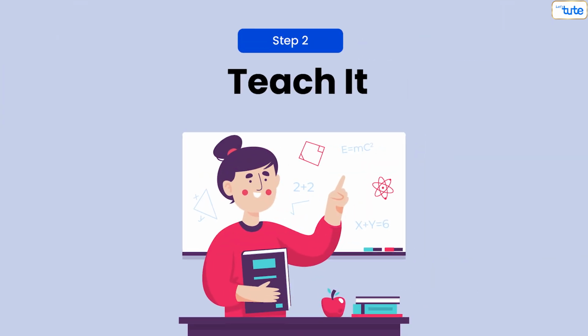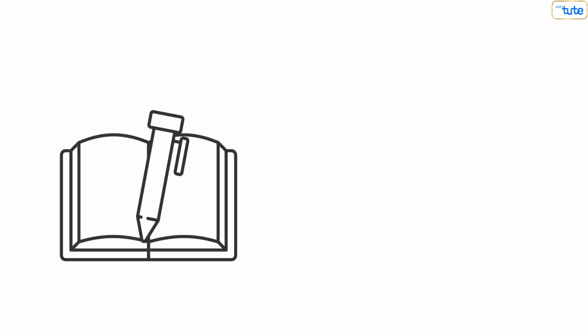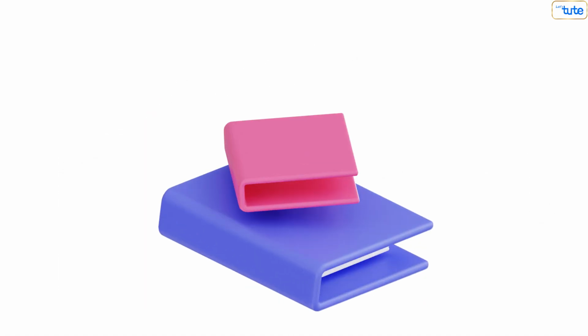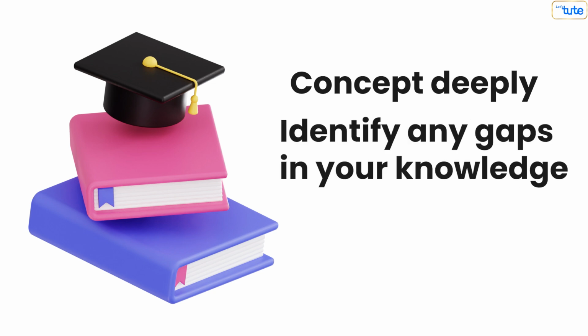Step 2. Teach it. Write down the concept as if you're teaching it to a child. Use simple language and break it down into basic terms. This forces you to understand the concept deeply and identify any gaps in your knowledge.